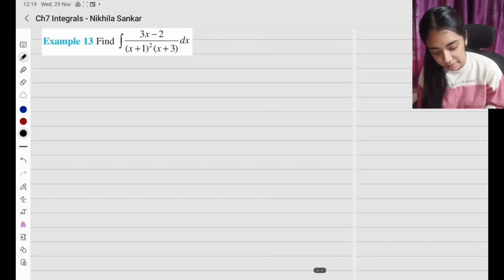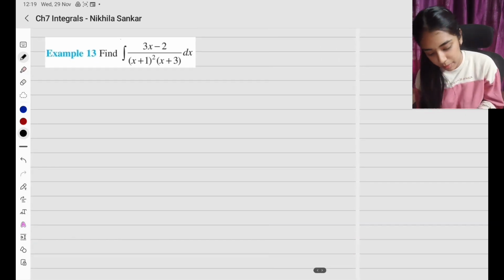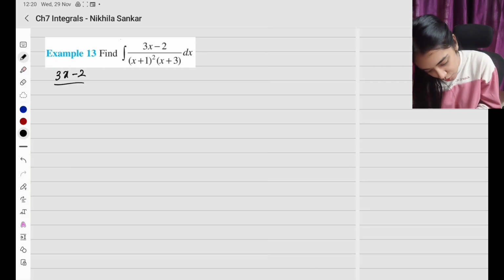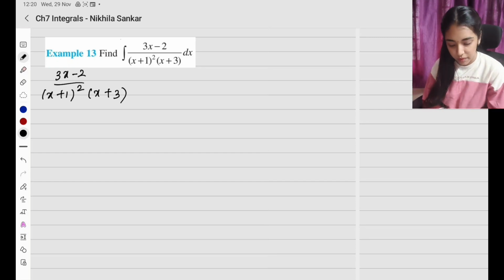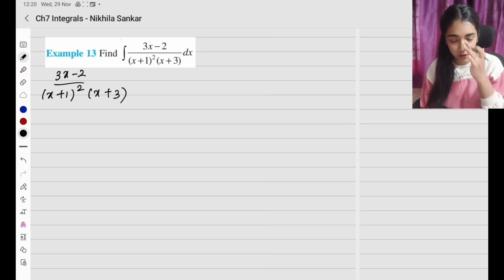Example 13. Okay, so this is simple. What are we going to do here? So basically I have (3x minus 2) divided by (x plus 1) the whole square times (x plus 3). The power in the denominator is x cube. The power in the numerator is x.